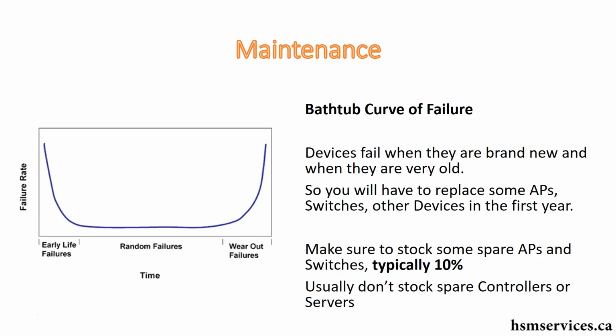So if you have a whole bunch of phones and APs and switches and other devices, some of them are going to fail in the first year, in the first month. You want to keep a whole bunch in stock. About 10% is typical. Check with the manufacturer. They have different specifications for how many extras you should stock. Factor that into your cost. Most of the time they don't stock spare controllers and servers. They're very expensive. You don't really need to.